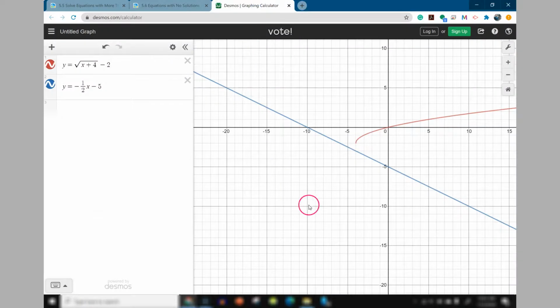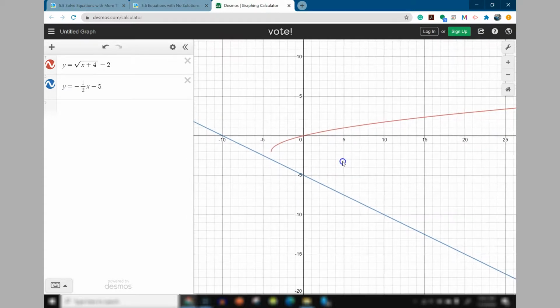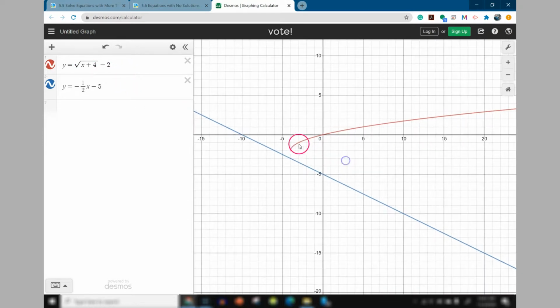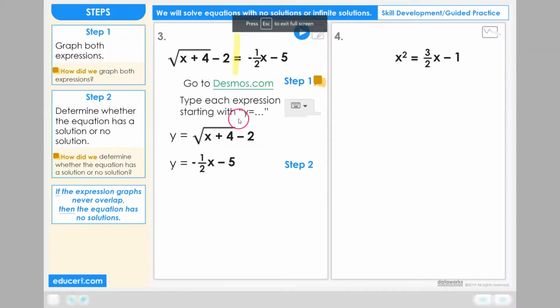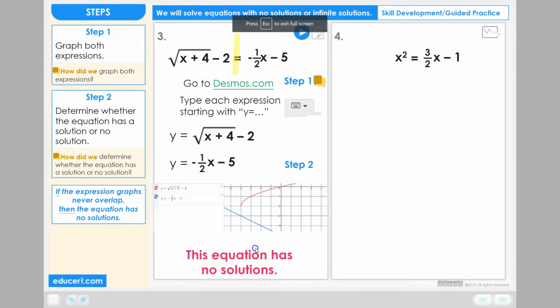Returning over to Desmos, if we take a look at these two lines that were created from the expressions of both sides of the equation, we see clearly that these two lines do not overlap, telling us that this equation has no solutions.